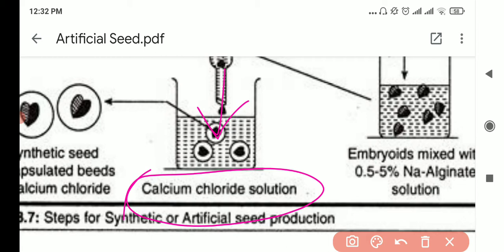Sodium will go with chloride and alginate will go with calcium. It's basic chemistry, right? As soon as that sodium alginate with the embryo falls into your calcium chloride solution, it will immediately form a capsule, okay? Because the calcium and the sodium and the alginate and the chloride, they react with each other.